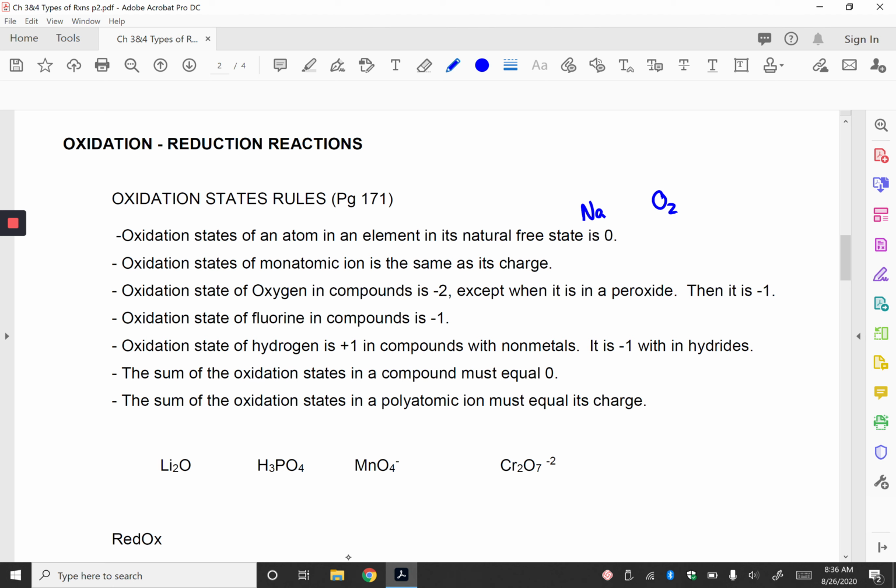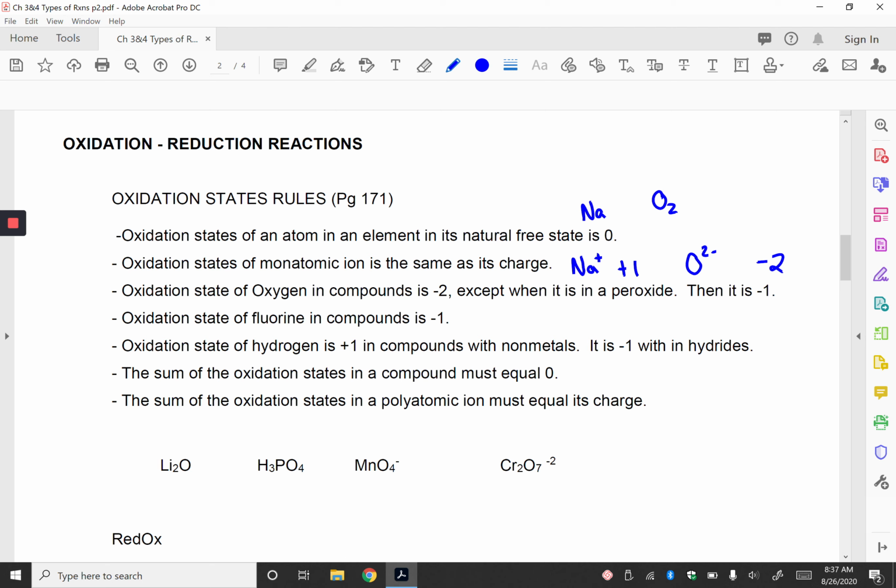Next, it says the oxidation state of a monoatomic ion is the same as its charge. So if you see an Na+, then the oxidation state of that is +1. If you see an O with a 2-, then the oxidation state is -2.